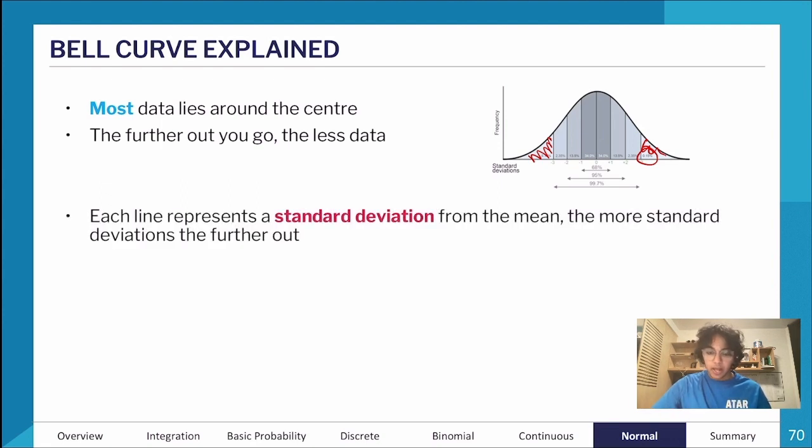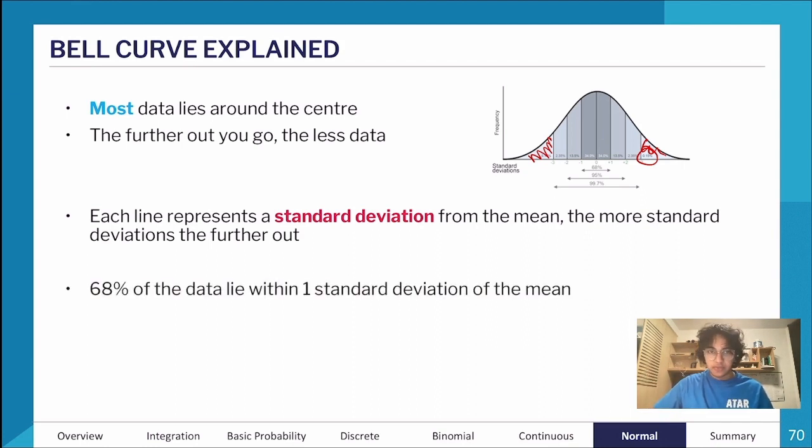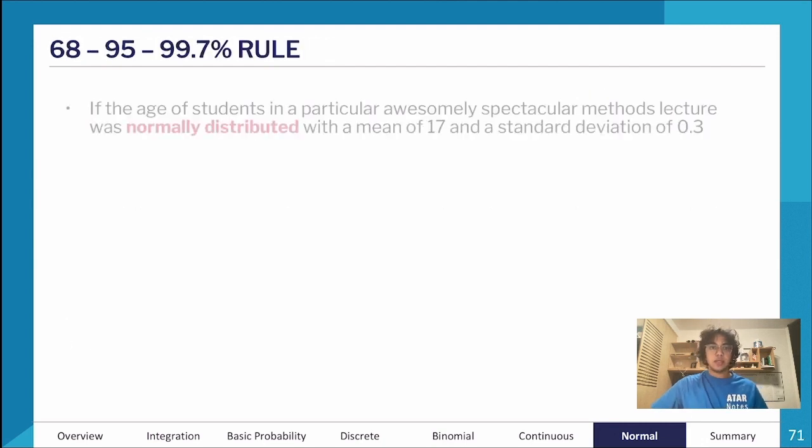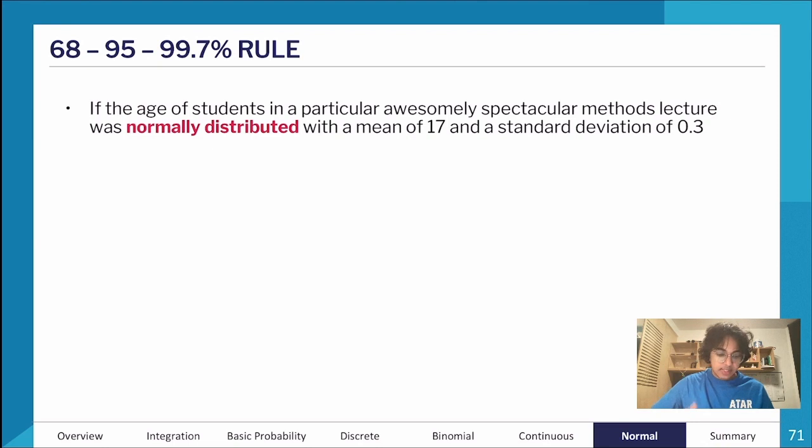Each line in this plot represents a standard deviation from the mean. At the mean, you can see it says 0 standard deviations from the mean. At 1, it's +1 from the mean. At 2, it's +2 from the mean. So hopefully that makes sense. It's known as the 68, 95, 99.7% rule, and yes, you do need to know this.